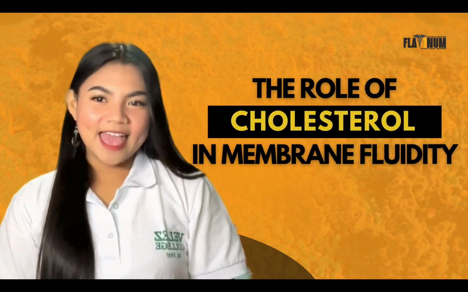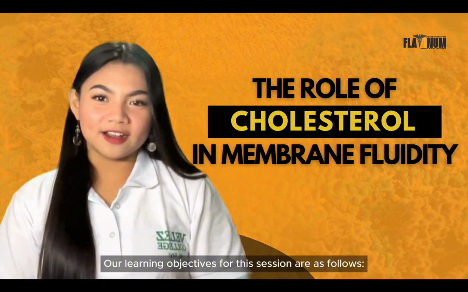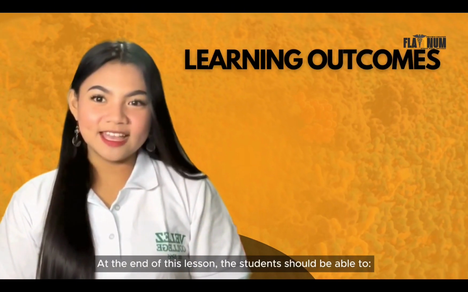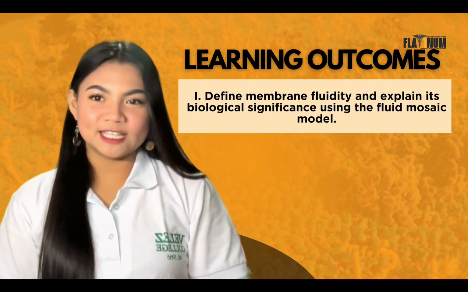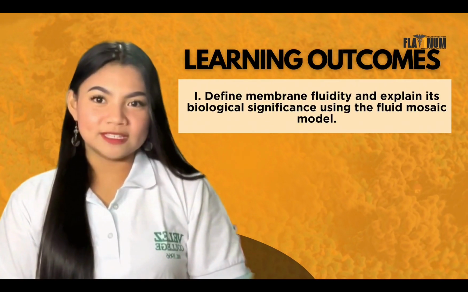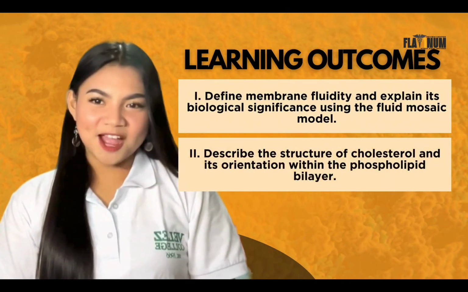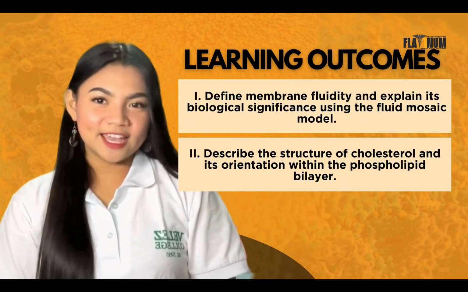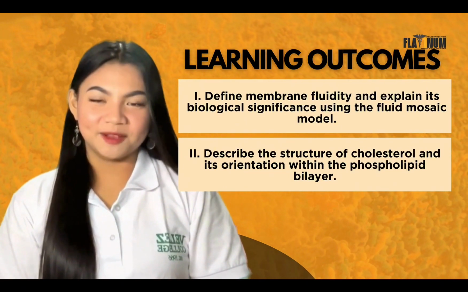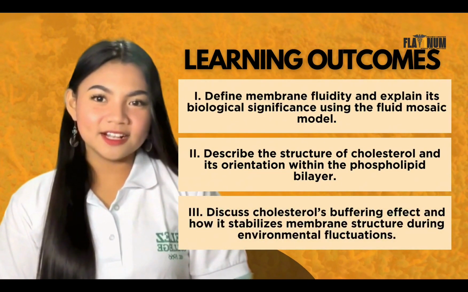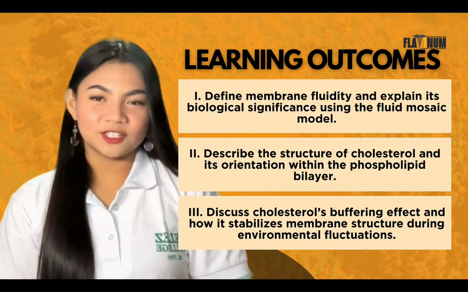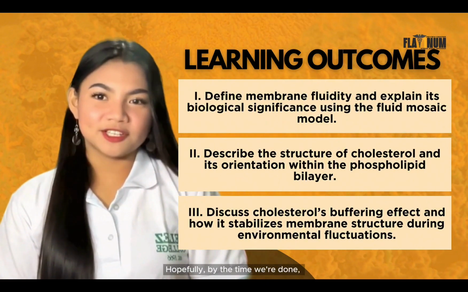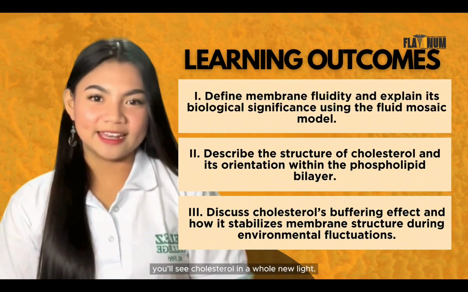Today's discussion centers on the role of cholesterol in membrane fluidity, and our learning objectives for this session are as follows. At the end of this session, the students should be able to first, define membrane fluidity and explain its biological significance using the fluid mosaic model. Second, describe the structure of cholesterol and its orientation within the phospholipid bilayer. And lastly, discuss the cholesterol's buffering effect and how it stabilizes membrane structure during environmental fluctuations. Hopefully, by the time we're done, you'll see cholesterol in a whole new light.